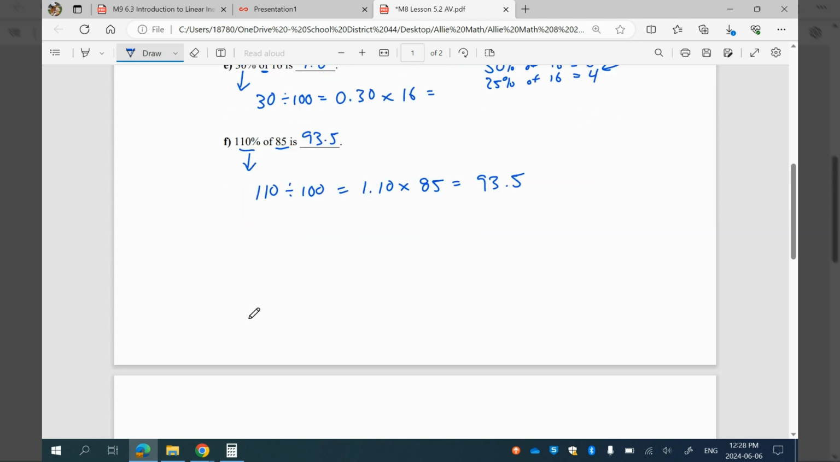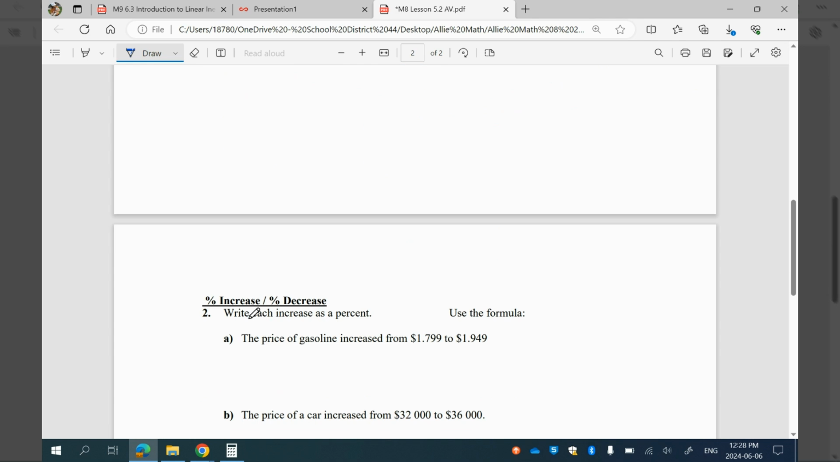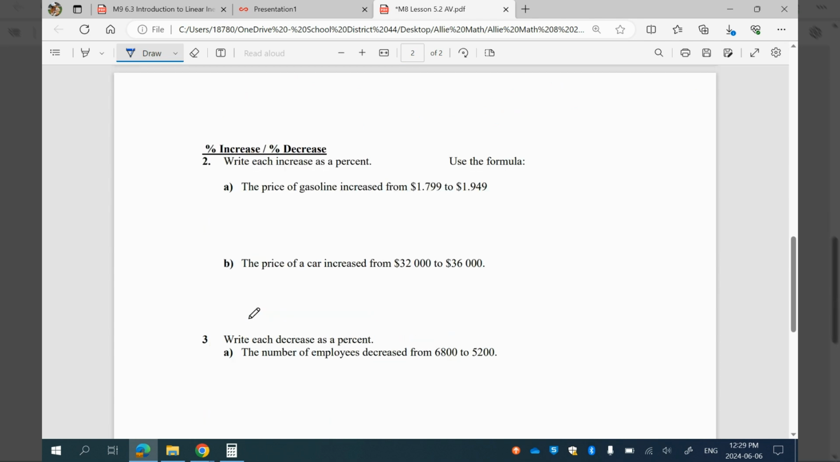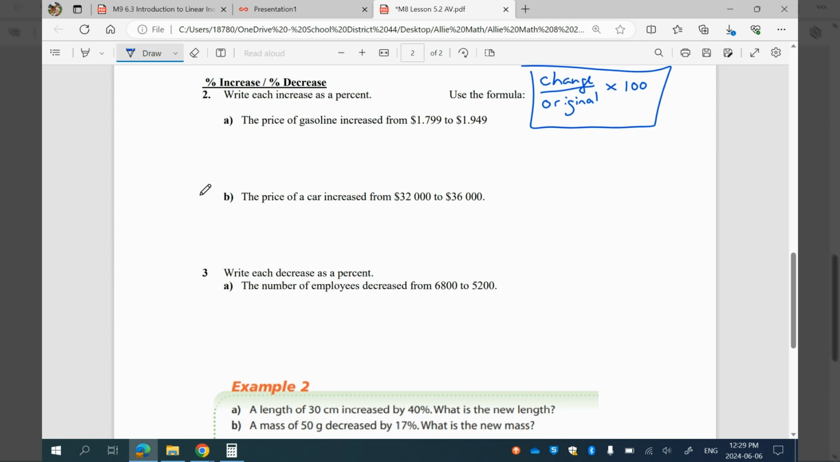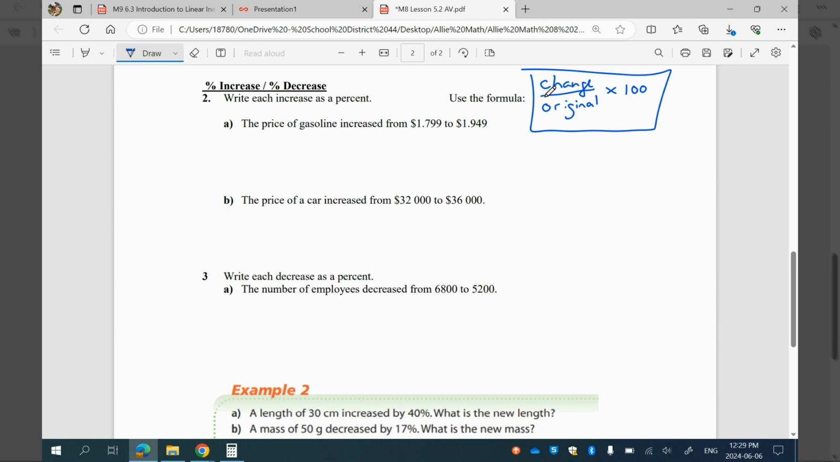Great. Next part of the lesson, we're going to look at percent increase and decrease. And if you write it down, here's the formula that we're going to use for this. We're going to be looking at change over the original times 100. Okay, so that's an important one to know, write down, have with you on a quiz or test. So let's look for the change. Let's put it over the original times by 100 to get the percent increase or decrease.